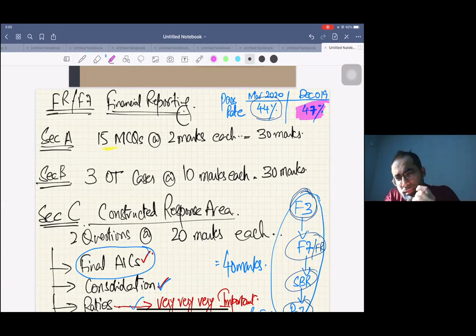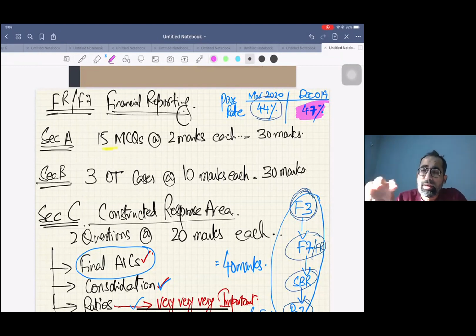Normally this passing rate is the highest in part 2, the skills module. If you compare with other papers, F5 PM passing rate is 30% or 35%, and the F8 AA audit paper passing rate is almost 37% or 38%. So comparatively, the financial reporting passing rate is excellent. That's an opportunity for you to clear.